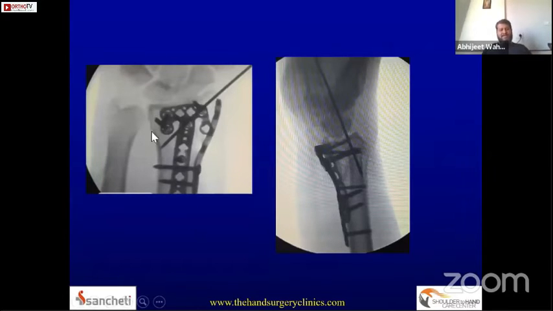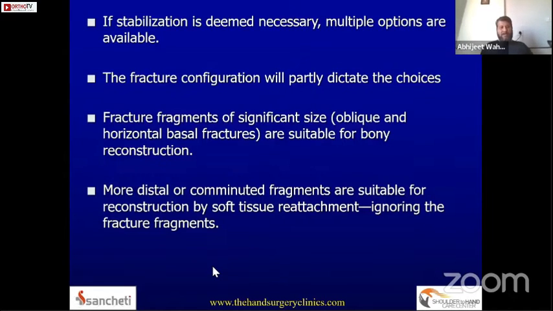Here is an example of a distal radius fracture. You can see that there is an ulnar styloid fracture. And when we had fixed the distal radius, we examined the DRUJ and found it to be stable. And therefore, we just chose to neglect the styloid fracture. And my patient went on to have good outcomes.